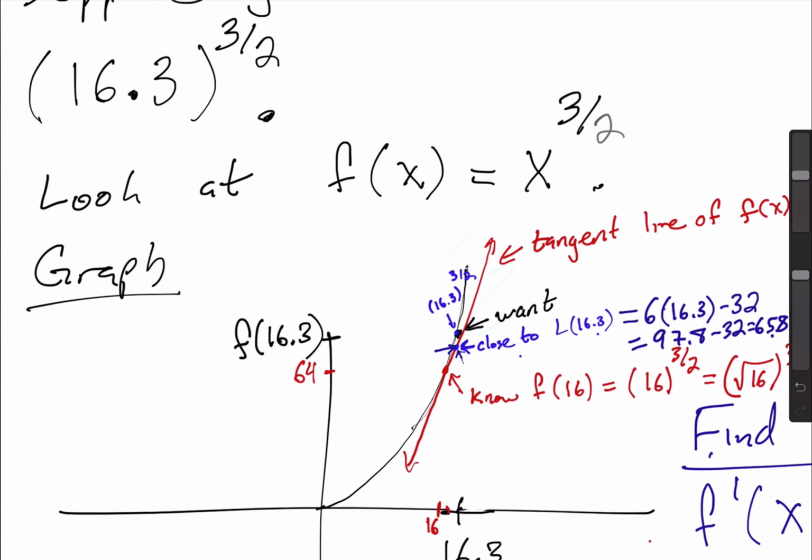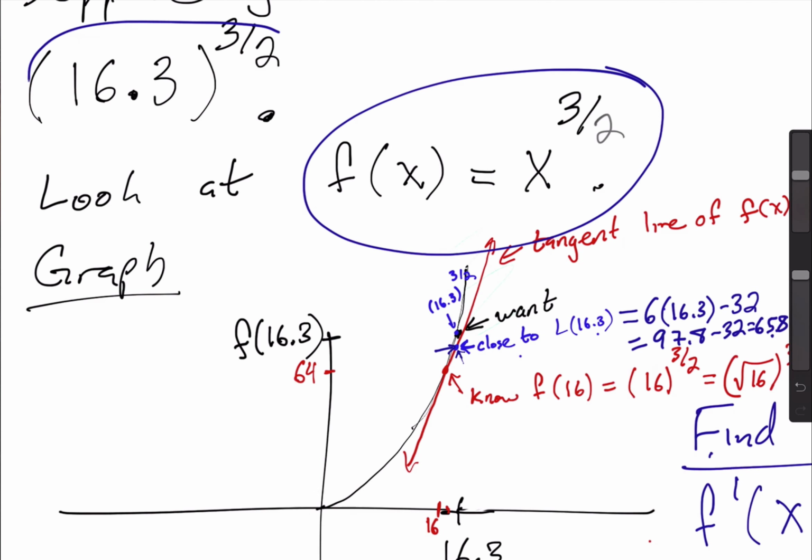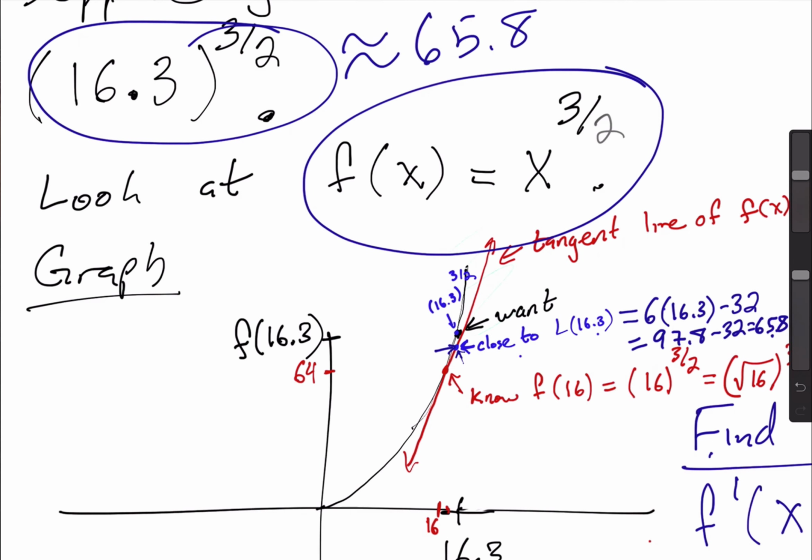Okay, so what are we saying? Oh, this right here, 16.3 to the 3/2 is approximately equal to 65.8. Okay, so how close do you guys think we are? Very close. Pretty close. Okay. So what's the actual? Let's see. Somebody has a calculator and can do this for us. What would that be?